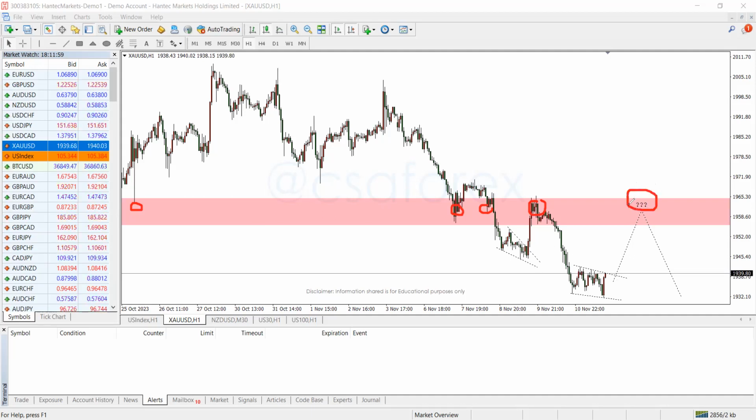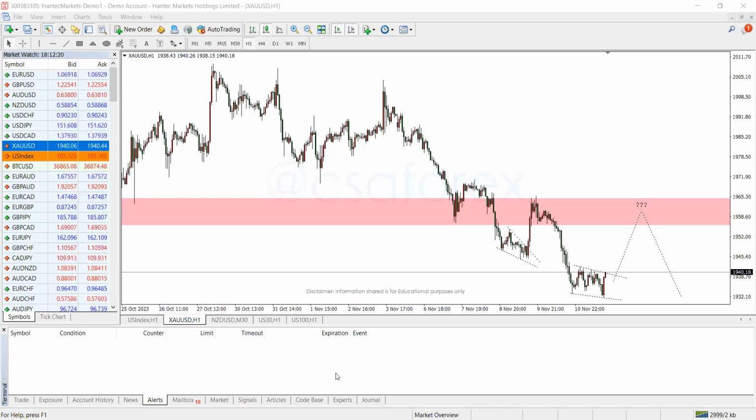That's why I put the question mark here: if we get a pullback here, what are we going to look for over here to follow the trend? Because you could either be a trend trader or a counter trend trader. Another thing that we always say is that you need to check the calendar before checking the technicals.